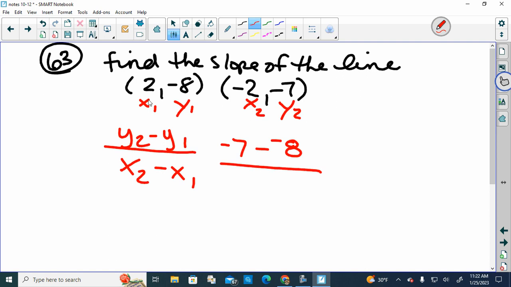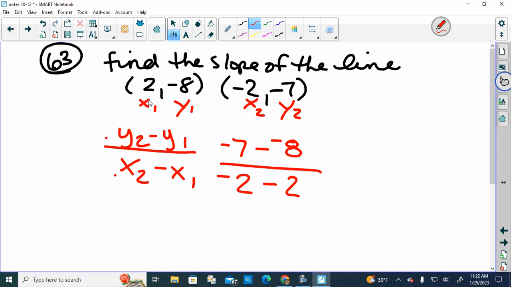Okay, if you start with your second y, then on the bottom you have to start with your second x. So my second x is a -2 minus my first x, which is 2. Okay, are we good to there where all those numbers came from?